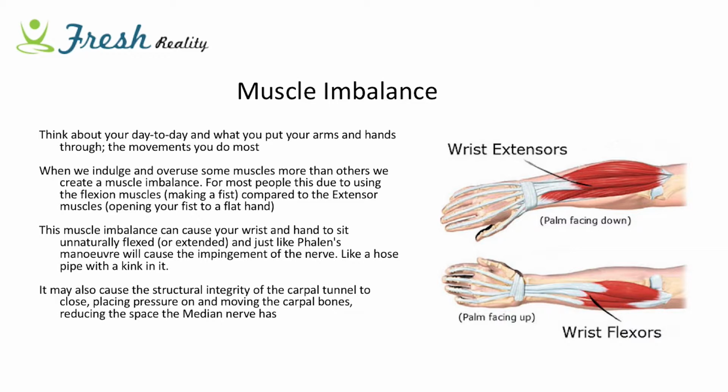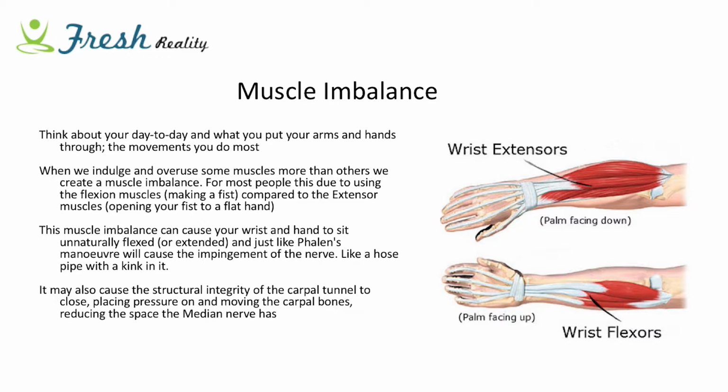Now, what this causes is it can change the natural position of your hand. Naturally, your wrist might be slightly flexed or slightly extended depending on the muscle imbalance that you have. And it's very much like Phalen's maneuver that I spoke about during the first video, where we intentionally impinge it by flexing the wrist or extending it. But if you imagine you are naturally like that for most, if not all, of the day, then it's no surprise that your nerves will become irritated. And it is like a hose pipe with a kink in it. No water can get through.